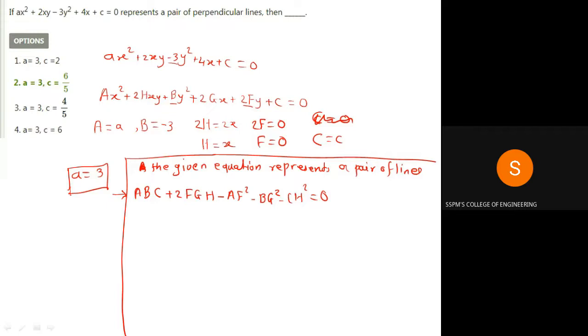Okay, so the value of f was equal to 0. So this whole term will become 0. Also this term will become 0 because the value of f is 0. So anything multiplied by 0 is still 0. So a, b, c. Now we will put the values of a, b and c. What is the value of a? The value of a is 3. So here we found out the value of a. So the value of a is equal to 3. Then the value of b is equal to minus 3.